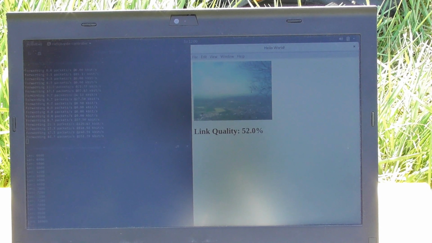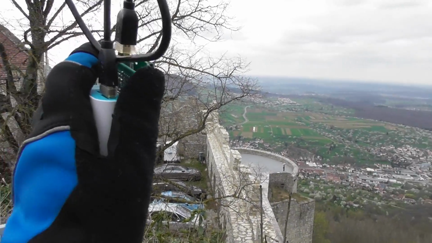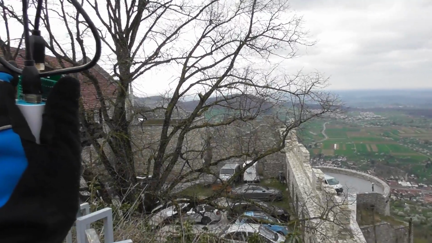The image quality might not be the best, but picking up signal from the ESP32 from a distance of 10 kilometers was no problem at all.